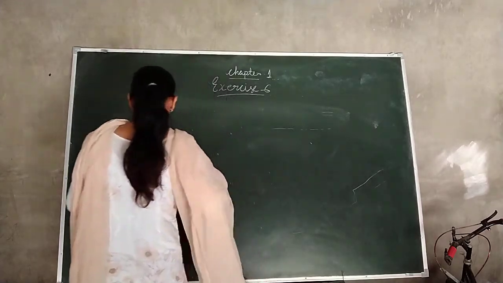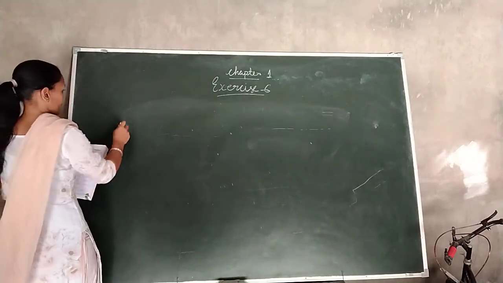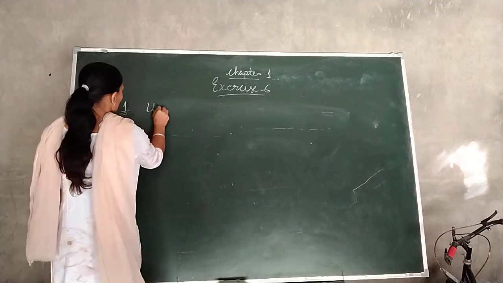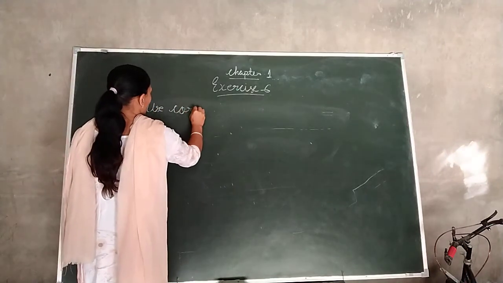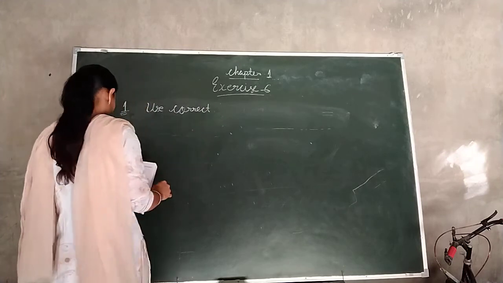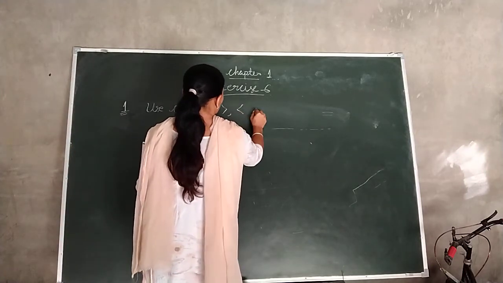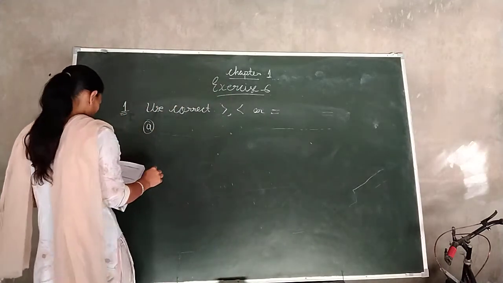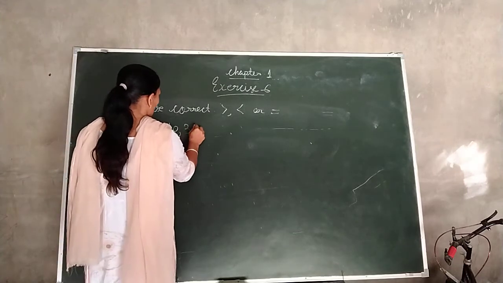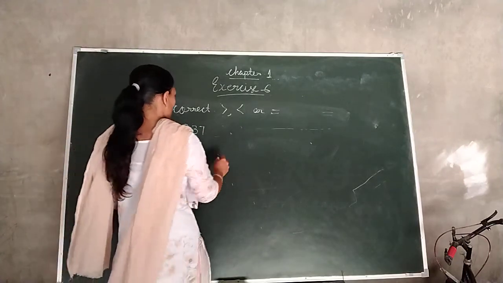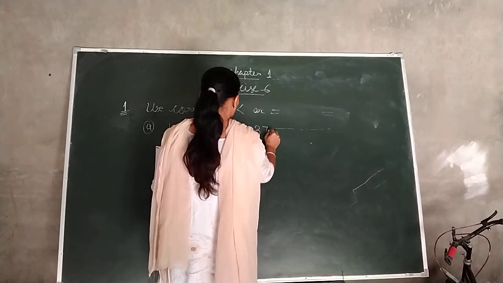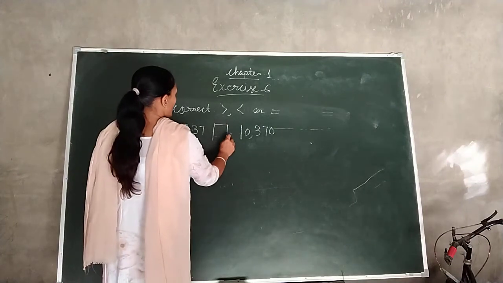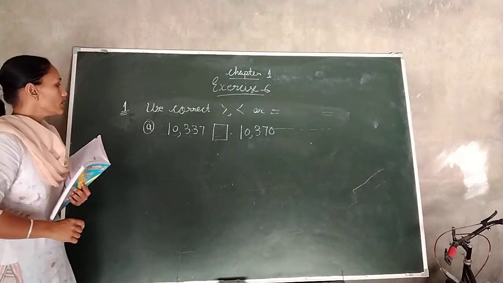So next we are going to discuss question 1. Use the correct greater than, less than or equal to sign. First question is 10,337 and here we have 10,370. So now we have to check whether we have to insert a greater than, less than or equal to sign.